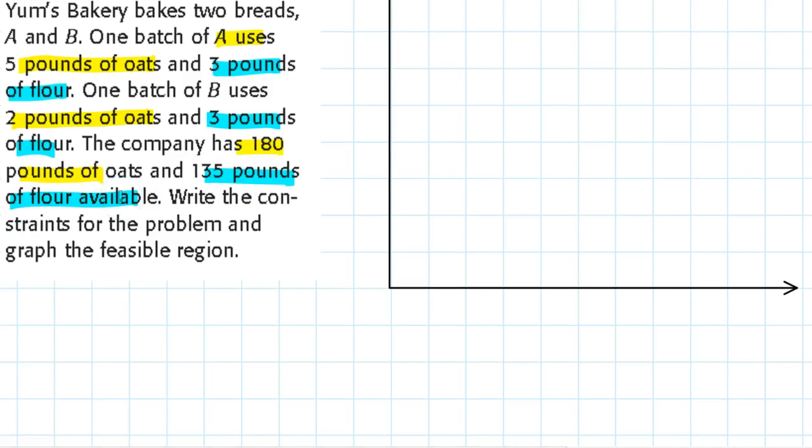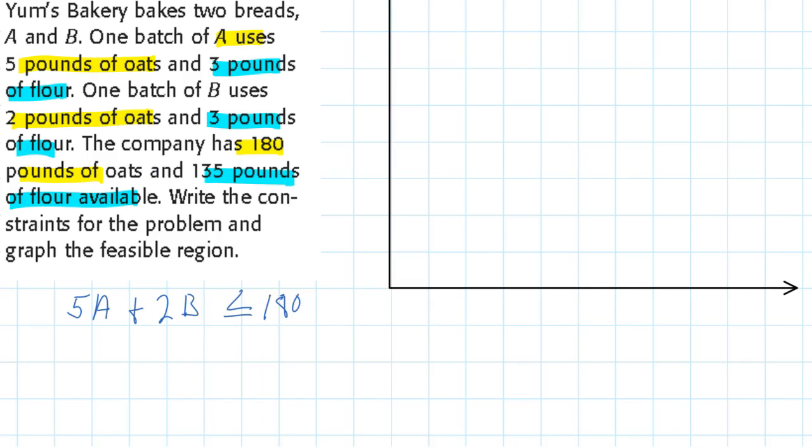Write the constraints for the problem and graph the feasible region. First, we need to create inequalities that describe the oats and the flour. Bread A had 5 pounds of oats, so we'll say 5A plus bread B used 2 pounds of oats, 2B, and we know the company has 180 pounds of oats. Well, we can use all 180 or we can use less than that, but we cannot use more than 180 pounds.